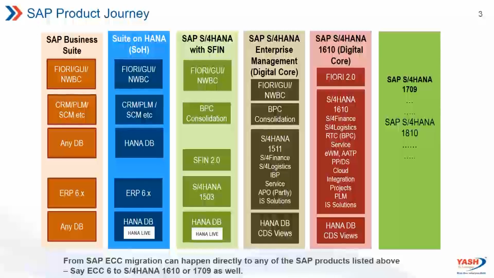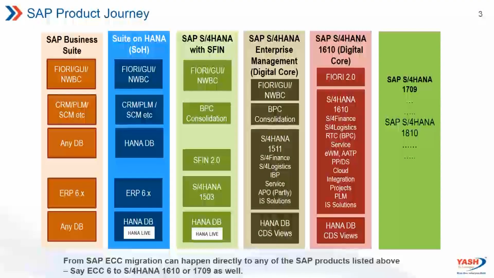When people migrate from any of the lower versions to the enterprise management or the digital core, they necessarily will have to do the simple finance migration and the logistics migration. So in 1610, furthermore, things have been added. The extended warehouse management, which was earlier running as a separate landscape, got integrated. The functionality got moved into the core. But from a license standpoint, yes, you will have to have a separate license, and likewise for advanced available to promise and PPDS. So several other things have been added into the core itself, but with their licensing remaining intact.